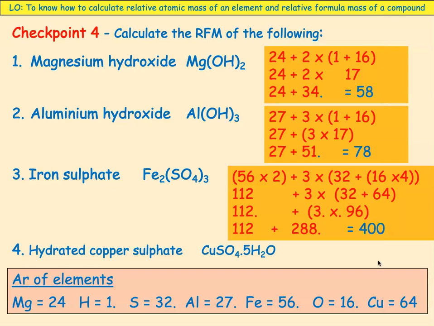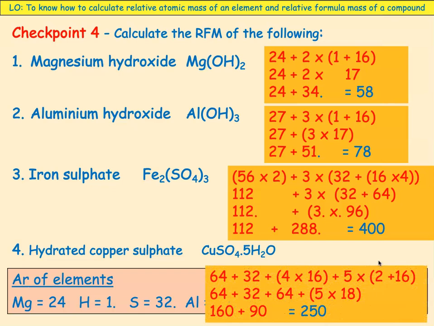Big mass. Right, this last one is copper sulfate, which, when it's hydrated, carries some water in the crystals. So the full formula is CuSO4.5H2O. The way we work it out is 64 plus 32 plus 4 times 16 for the oxygen. Then we're going to add on 5 times the water, which is 2 plus 16. So we've got 64 plus 32 plus 64 plus 5 times 18, which is 90. 160 plus 90 gives us 250.